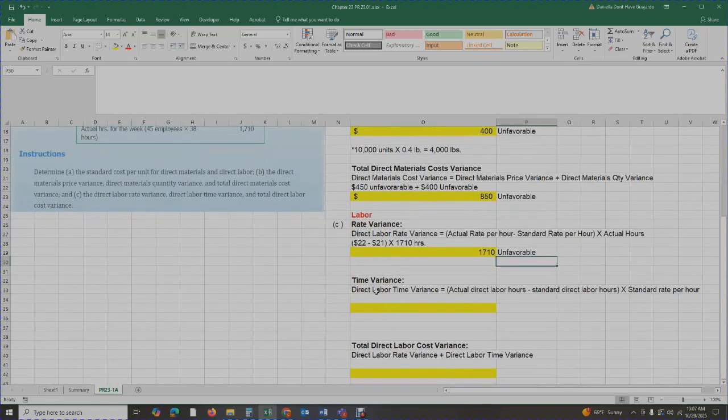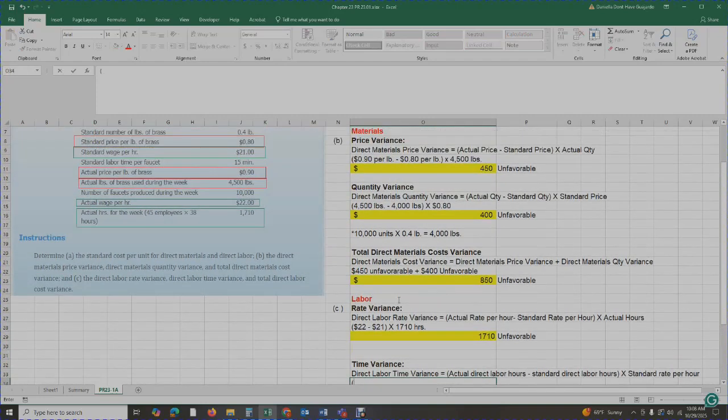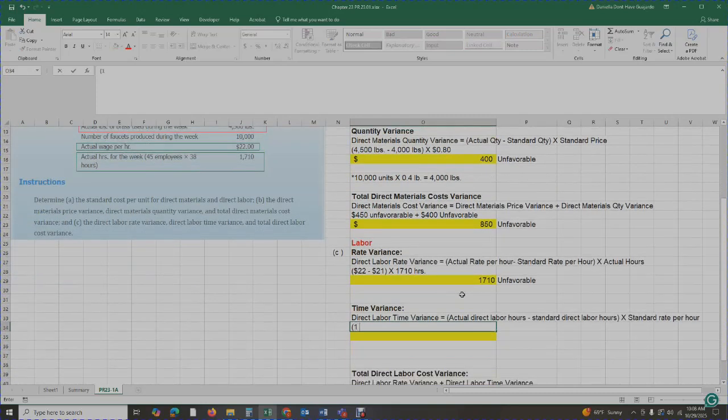Now for the time variance, we're going to get our actual direct labor hours minus our standard direct labor hours, okay? And then we're going to multiply it by our standard rate per hour, okay? So let's go ahead and apply the formula. Our actual direct labor hours is given at 1710. That is given. We're going to subtract our standard direct labor hours. Now, our standard direct labor hours is not given. We're going to have to calculate it. I'm going to calculate it down here.